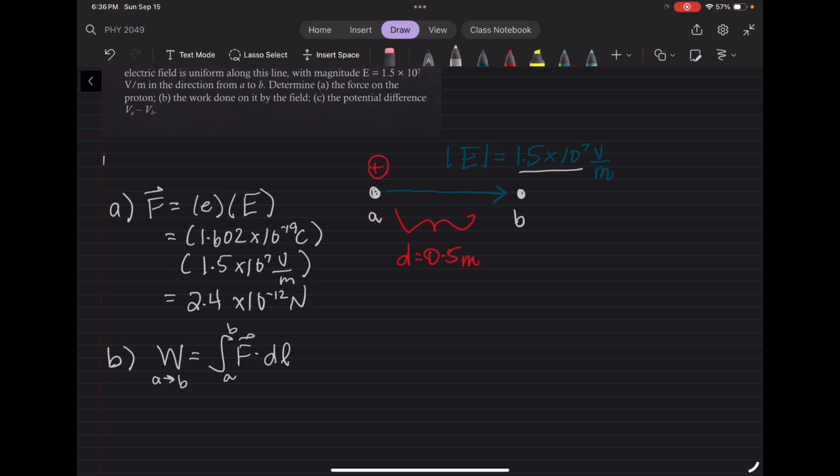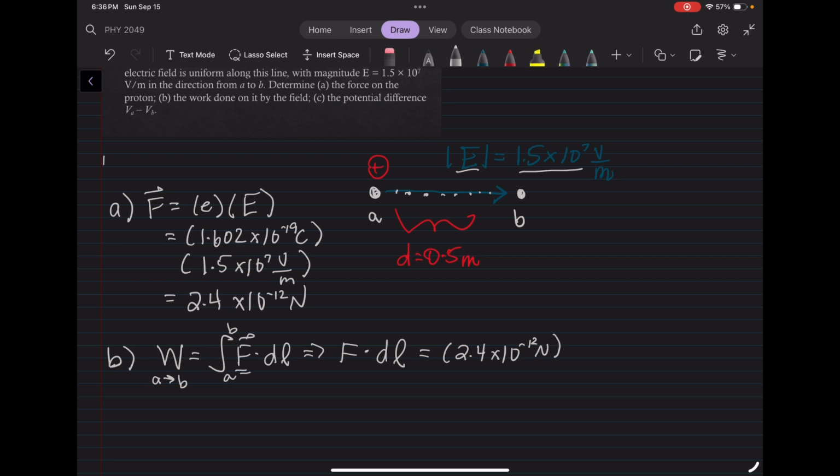But what we have here is a force that's constant, so we don't really need to integrate anything. The only time we need to integrate is if this force changed with position, if this force had different values along that line. It doesn't, it's constant, because E is constant along this line. Therefore the force is constant along this line, and we can express this integral simply as force times displacement. So what's the force? Well, we just figured that out in part A.